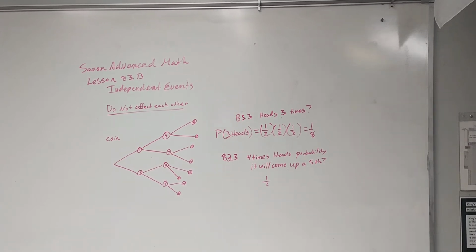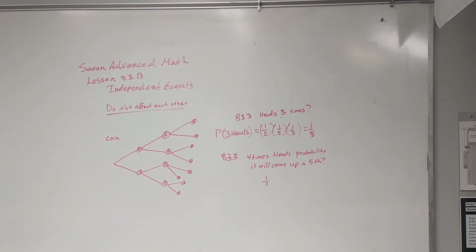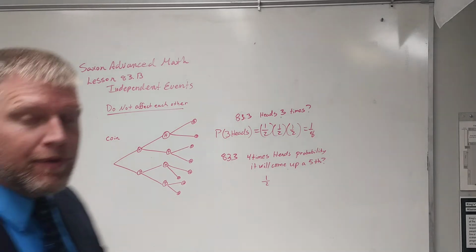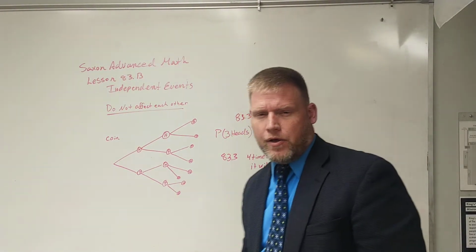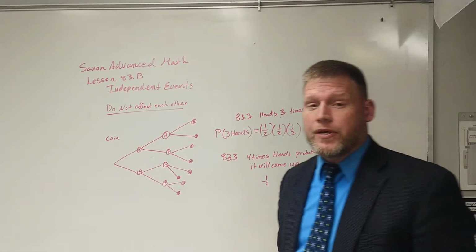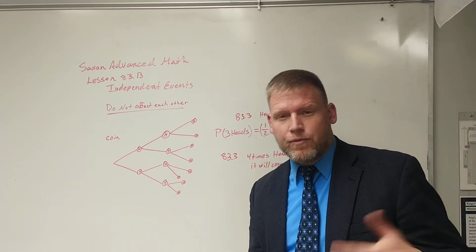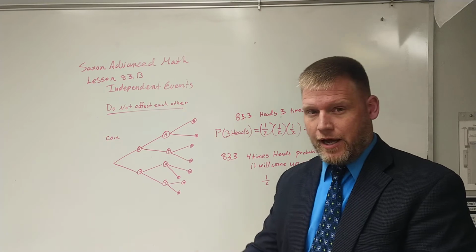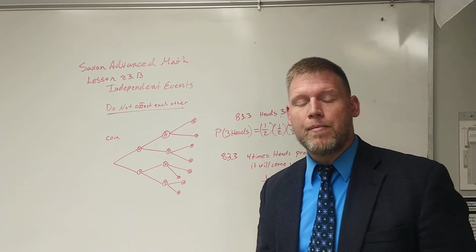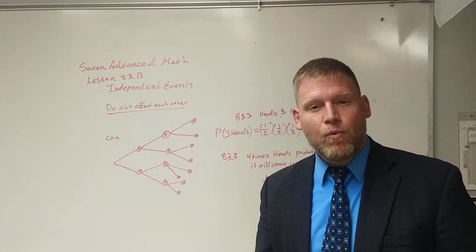Saxon Advanced Math, Lesson 83.b. These are independent events, and we're talking about probability here. Probability is something with a fair probability. It's just as likely one way as the other. Although when we have three things or six things, like a die, right? It's a 1 in 6 probability that you would have a number 1 come up.